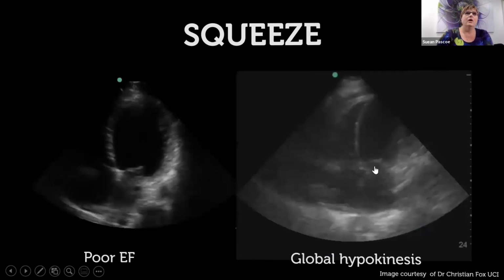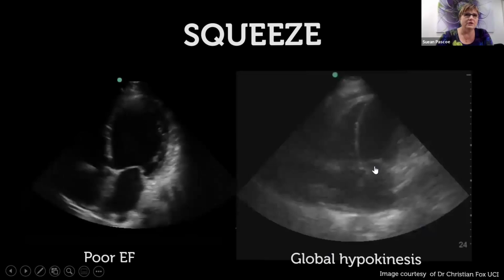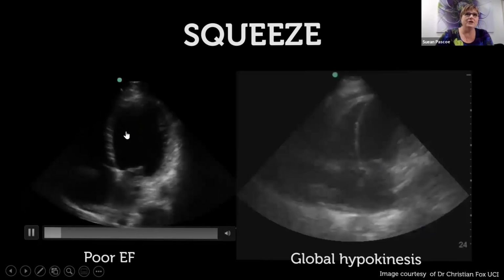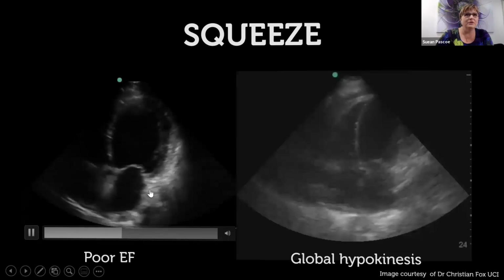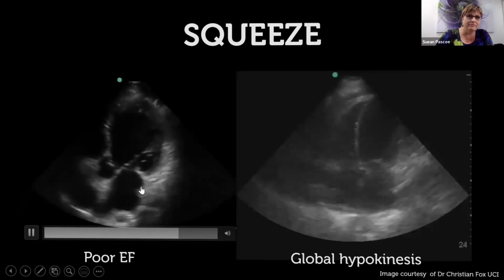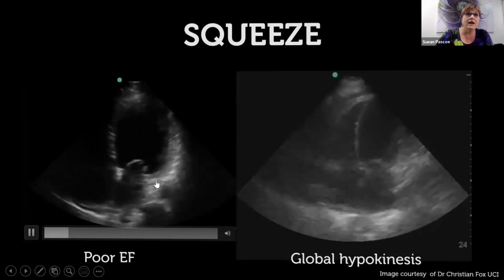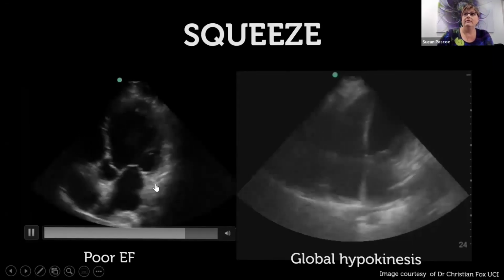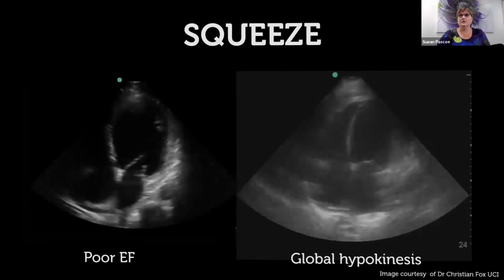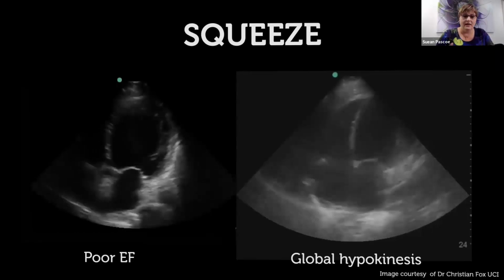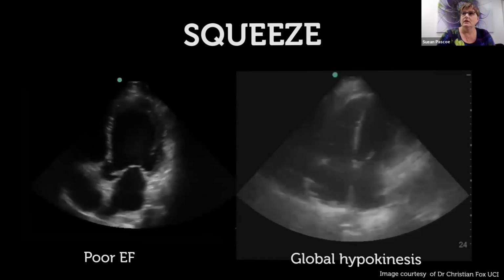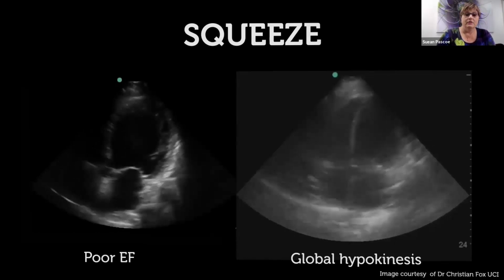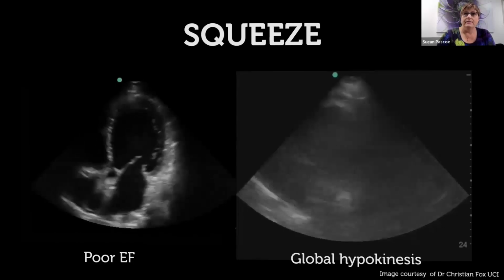Here's an example of a poor ejection fraction. So you can see here, there's not much motion of these ventricular walls coming towards each other. In this case, the mitral valve annulus is not moving terribly much. Here we have another one where you can see that there's not a whole lot of squeeze, and the squeeze is not doing what we expect it to do. And this is an example of global hypokinesis.